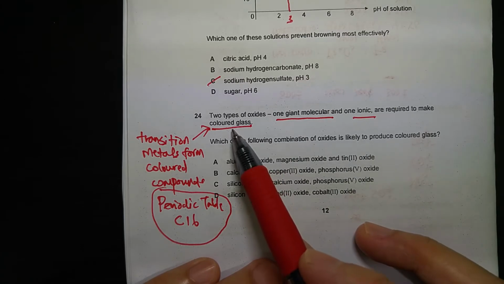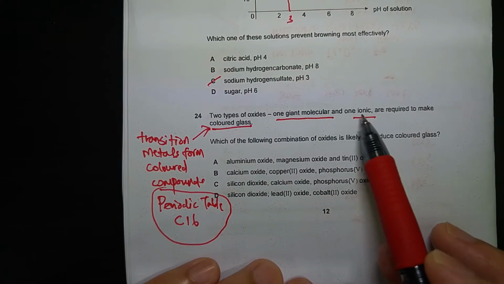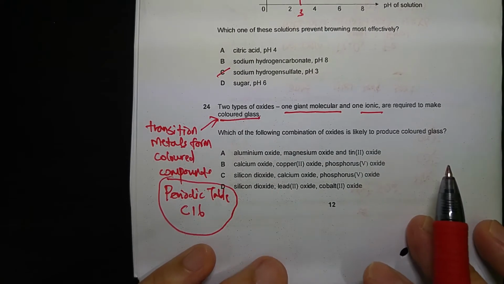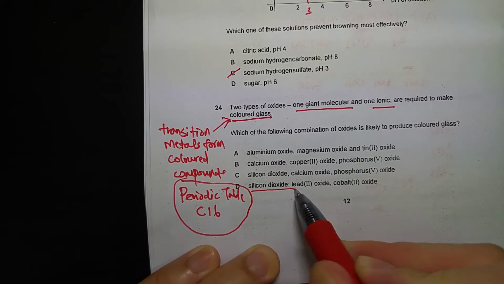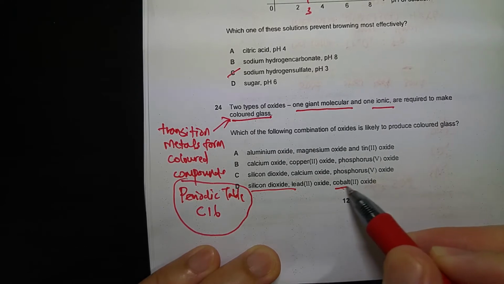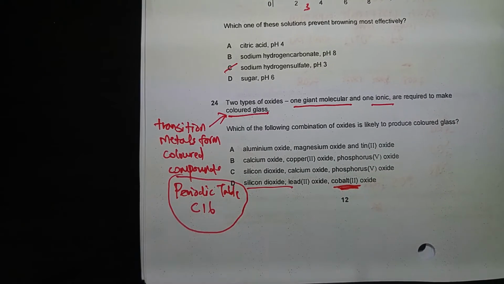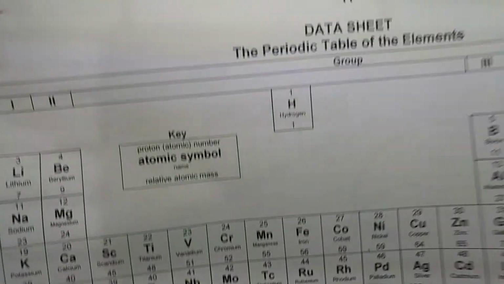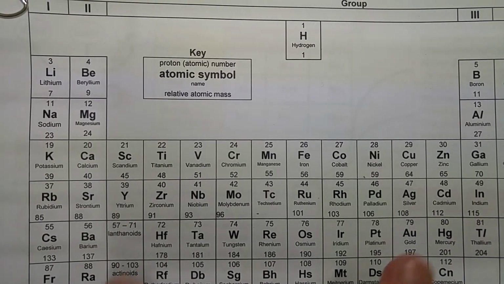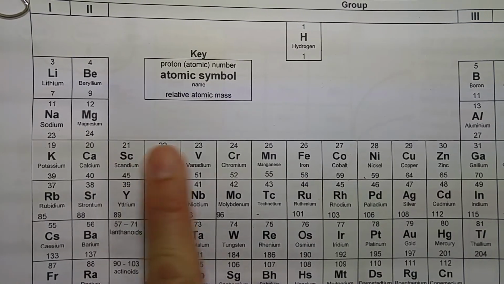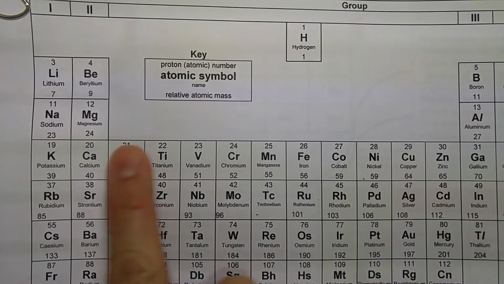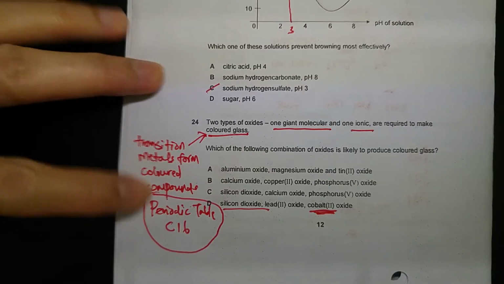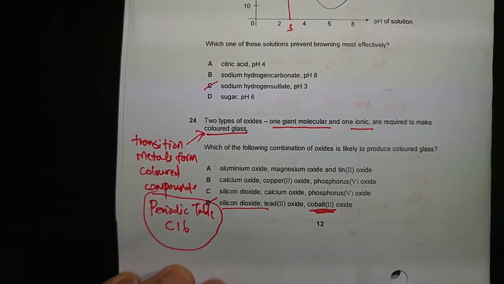So you must have a transition metal in the compound. You must have an ionic. You must have a giant molecular structure. So silicon dioxide, giant molecular structure. Cobalt. If you look at your periodic table, it is the transition metal. Cobalt is a transition metal. So transition metal basically it's all this transition metal. Okay, cobalt is here. So the answer is D.